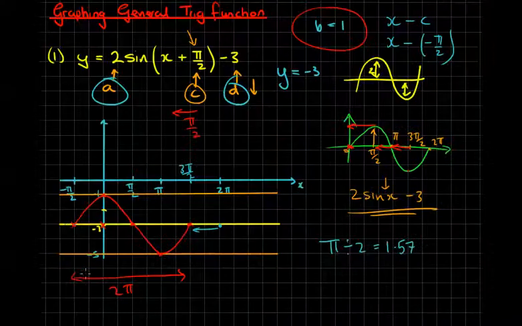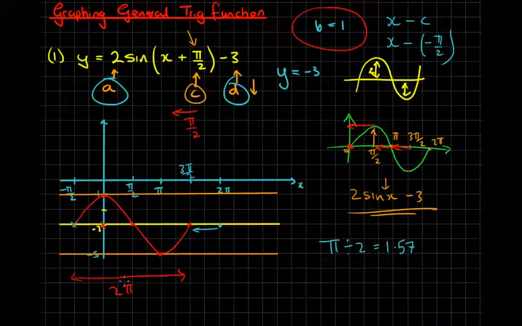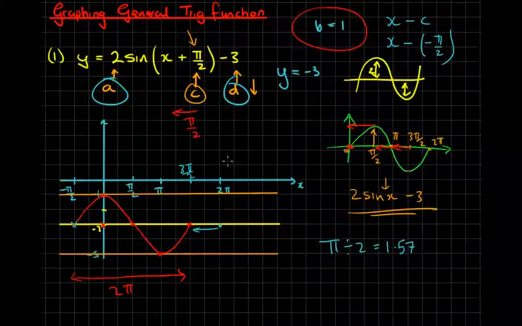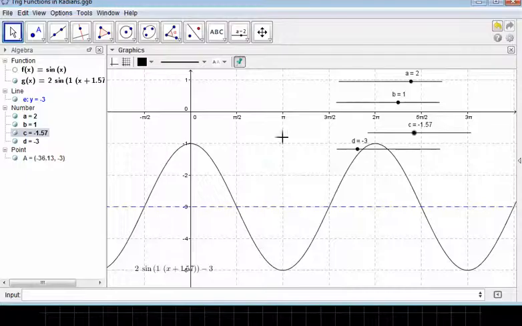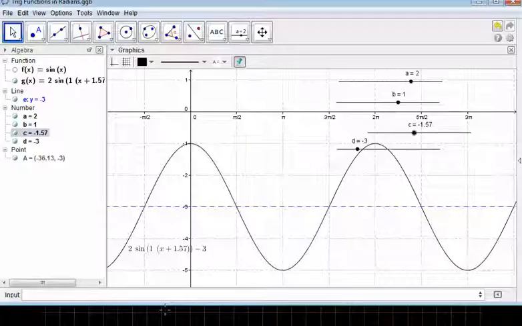And if you look at it, at minus pi over 2 there's our starting point, and then at 0, it goes up to -1, and then at pi over 2 it goes down to -3, or cuts the principal axis, and then at pi it goes down to -5, and then 3 pi over 2 goes back to -3. Okay, and there's our wave.